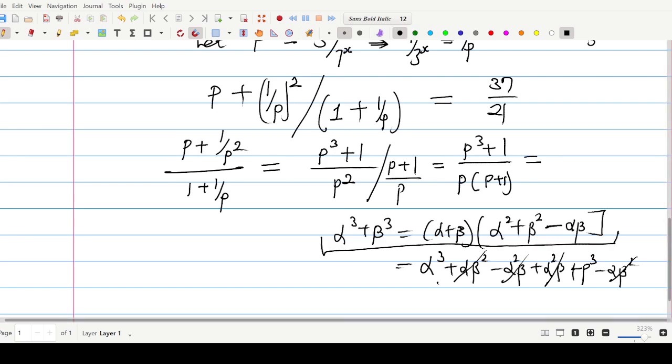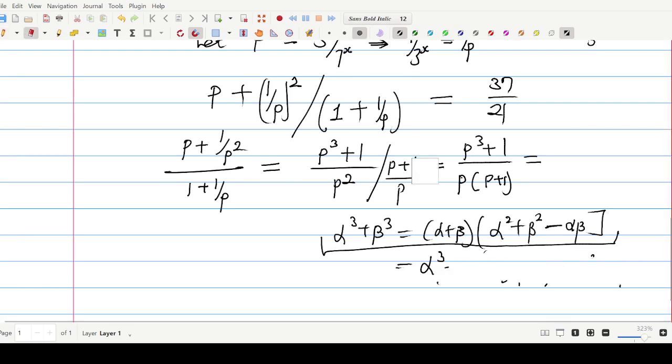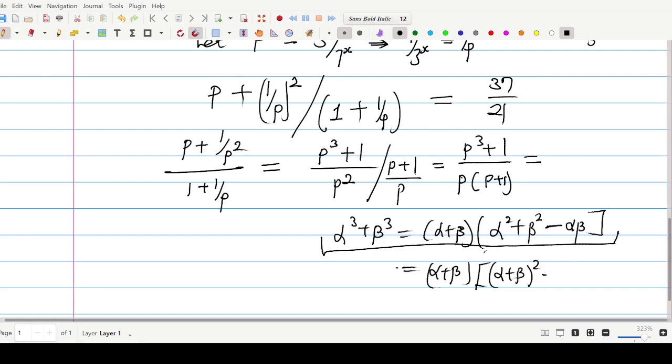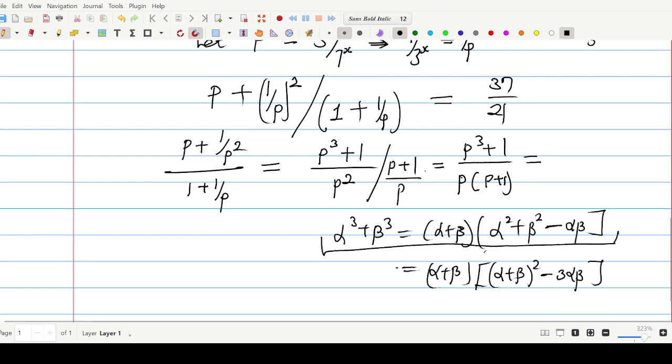All right. So because of that, this can be further written as follows. Let me show you a very important way it can be written. Now this can be written as alpha plus beta multiplied by alpha plus beta to the power 2 minus 2 alpha beta. That will give me minus 3 alpha beta. So we can write it like this.